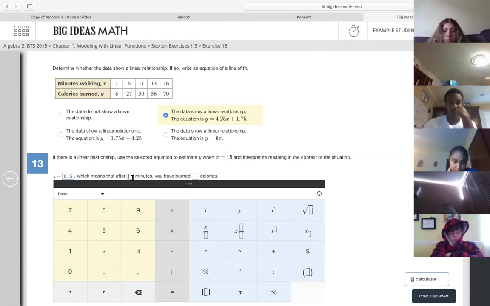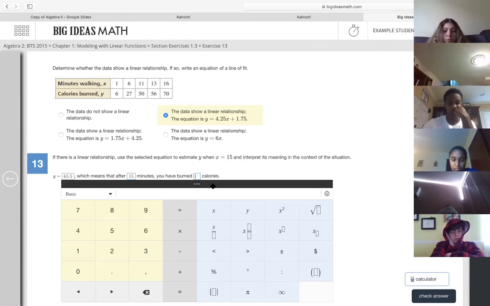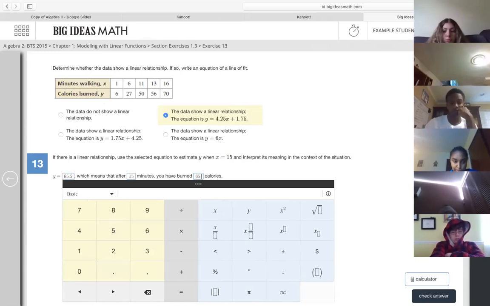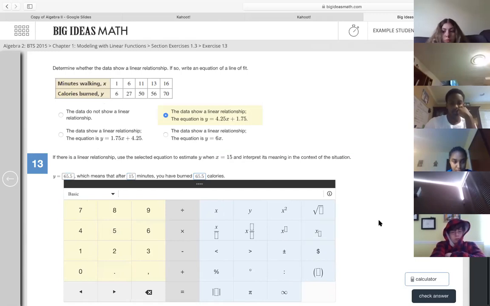Which means that after blank minutes, so minutes are your x value. So they already said your x was 15. So after 15 minutes, you have burned blank calories. So calories are your y value. You already just figured out the calories was 65.5. So that means that after 15 minutes, you have burned 65.5 calories. Does that make sense?